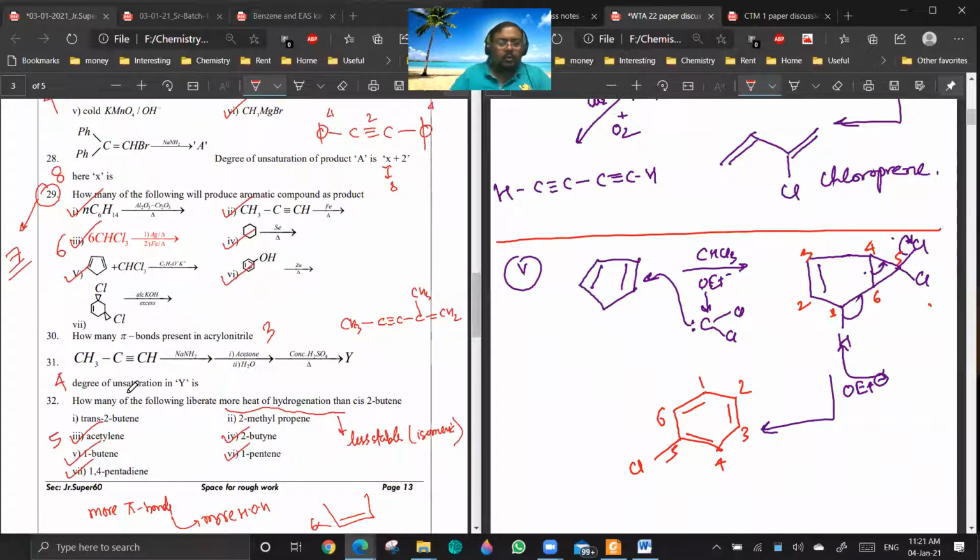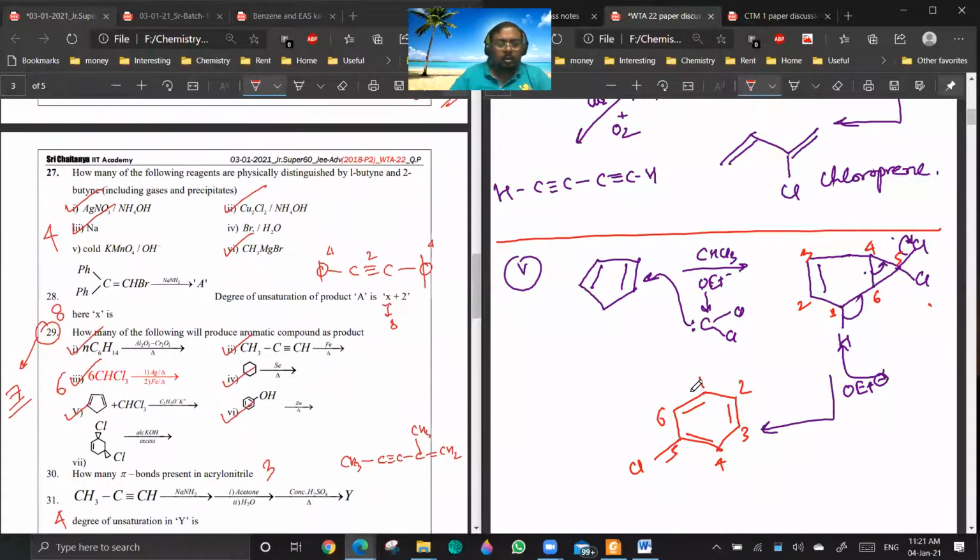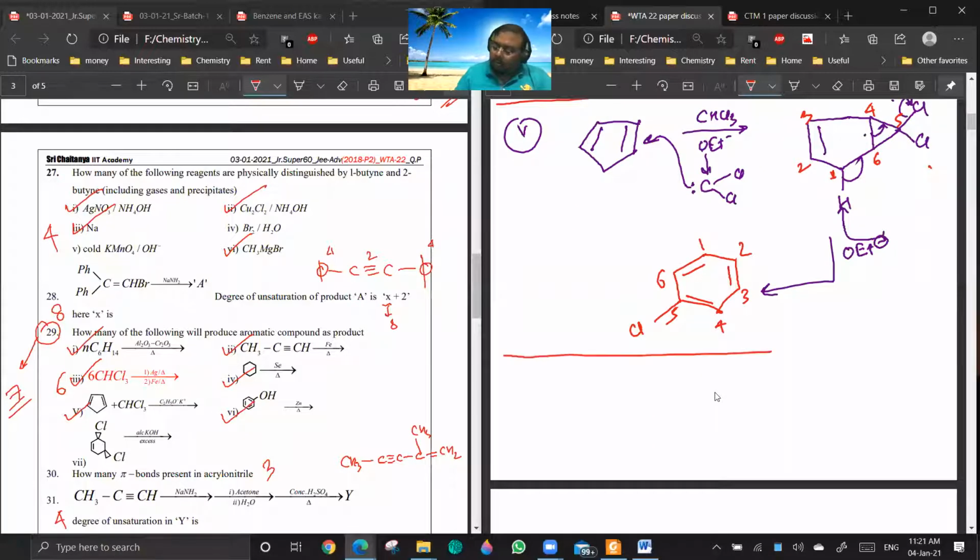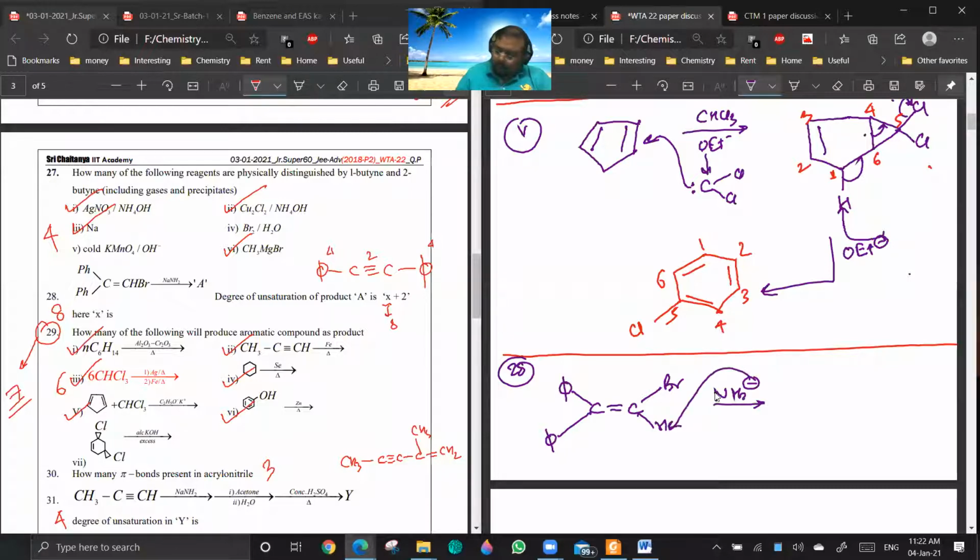30th, 31st, 32nd. Any doubts? Sir, can you explain 28th? Yeah, 28 is something which I have discussed in the doubts also. So basically, this will be an alpha elimination reaction. You have 5C triple bond C double bond C, 5C, Br and H. So you see, if you use NaNH2 or NH2 minus, it will take this hydrogen. So we have 5C double bond C 5.